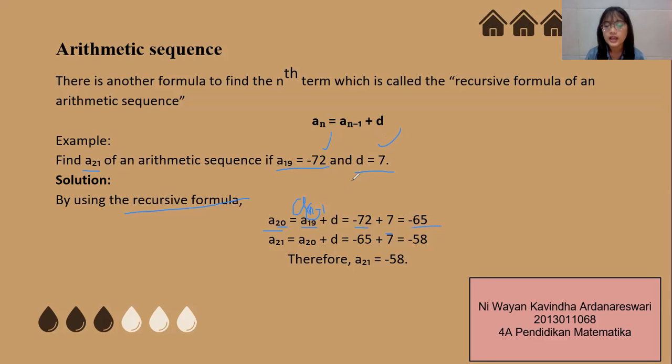Because we know a sub 20, then we search for a sub 21. So for a sub 21, it's the same, like a sub n minus 1. So n is 21, so 21 minus 1 is 20. So a sub 20 plus d: negative 65 that we searched before, plus 7, the common difference. So negative 65 plus 7 is equal to negative 58. Therefore, a sub 21 of the arithmetic sequence is negative 58.